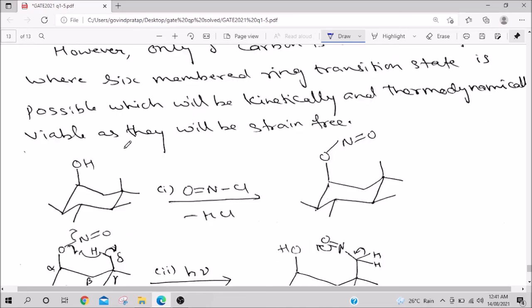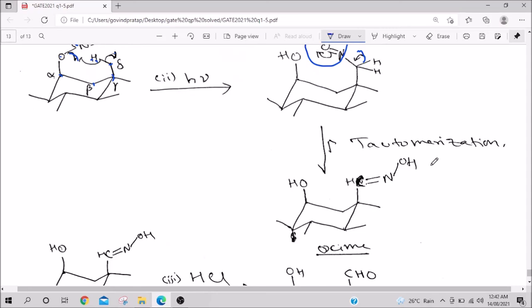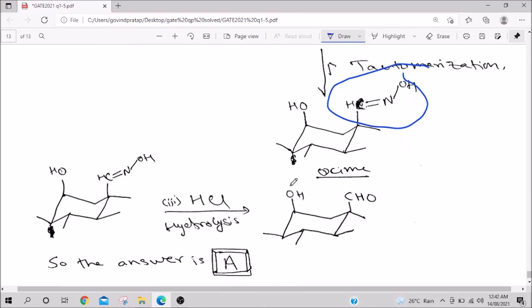So let us see the mechanism. OH, NOCl is there, so it is all by radical mechanism. This goes out, this comes out, it forms ONO. Now what happens? You are putting light. So in the light, this is what forms the 6-membered ring. See here, 1, 2, 3, 4, 5 and 6. So this oxygen takes away this proton, this carbon gets a radical, and this radical picks up this radical, and you get NO, you get a nitroso group, and then tautomerization happens. This comes here, you get double bond NOH, and then under acidic condition it gets oxidized, oxime becomes aldehyde. So your answer is A.